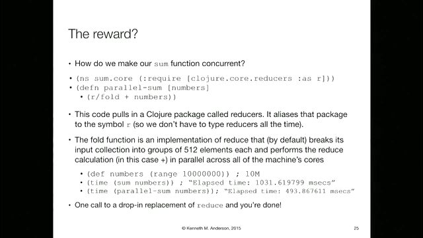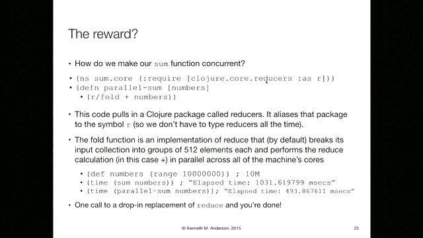Okay, and then the reward is that once you've implemented this function in this way to create it in a single-threaded way, you can, if you want, swap out a single-threaded version with a parallel version just by changing, in this case, 2 lines. Clojure has a package called reducers, which implements lots of algorithms that can go concurrently.